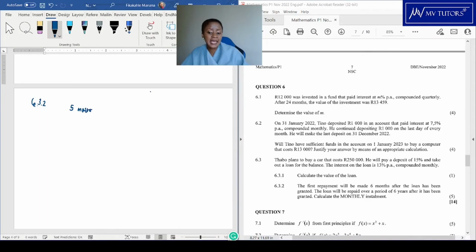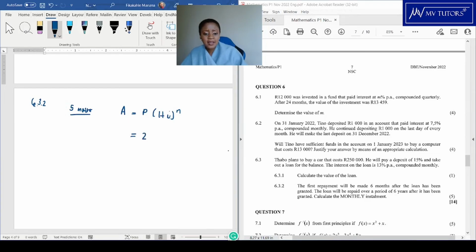he wasn't paying anything, right? Thabo. Ne? Thabo wasn't paying anything for 5 months. He only started paying on the 6th month. So what happened for this 5 months? The value of the loan changed. It increased. So we need to find out what that value is. Okay? Because the bank needs to make its money.